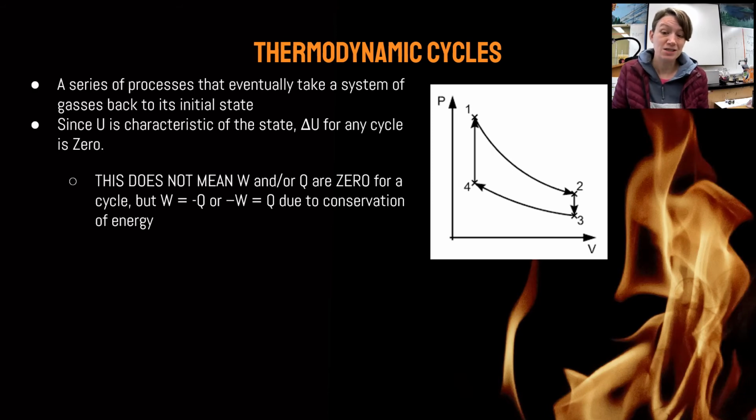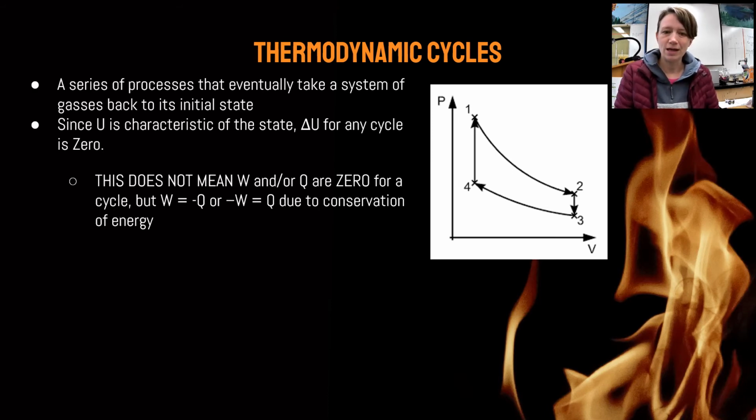However, this does not mean that work or Q are 0 for a cycle. In fact, work and Q will never be 0 for a thermodynamic cycle. If you think about the first law of thermodynamics, if U is 0, that's fine. And Q and W can be not 0 as long as they're equal to each other, right? So a 4 plus a negative 4 is 0. A 90 plus a negative 90 is 0.